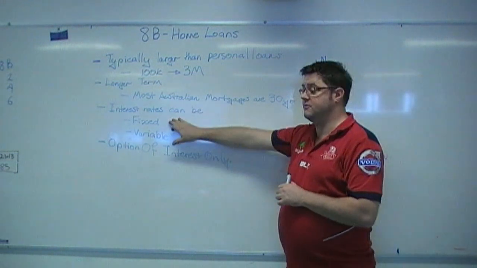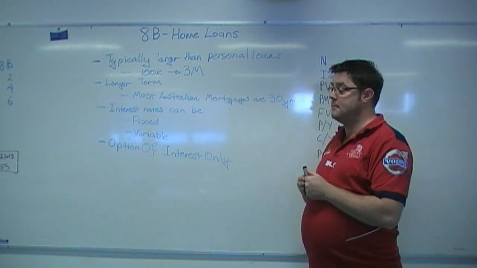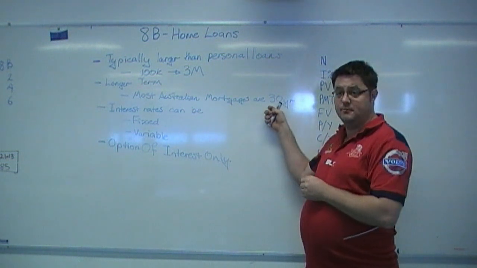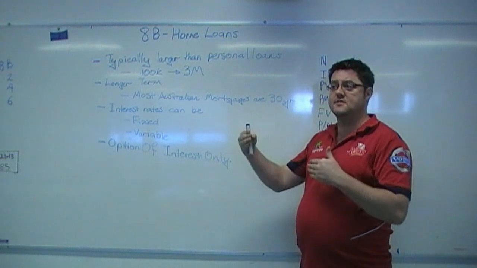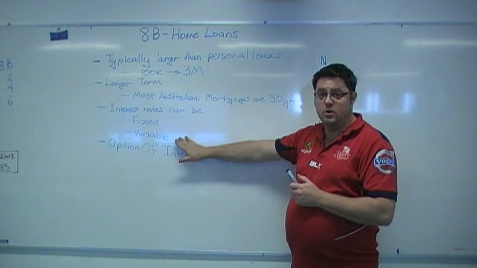So interest rates can be fixed. Now this can be fixed for the life of the loan, for the entire term. The loan, in this case, would be maybe looking at 30 years, or it can be fixed for 5 years or for 10 years. We also have variable loans.